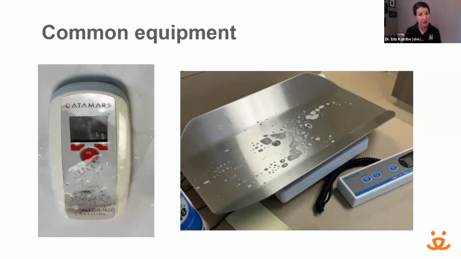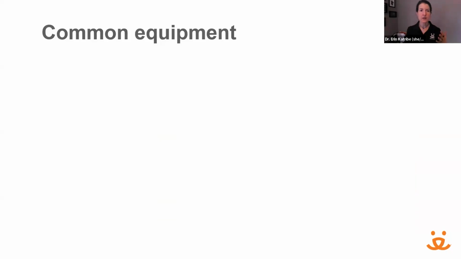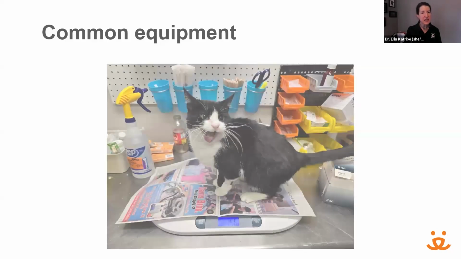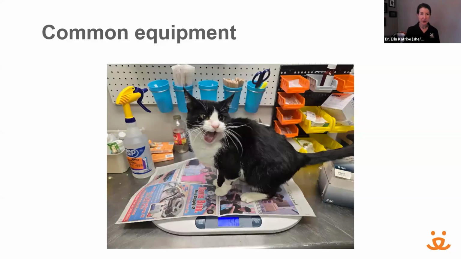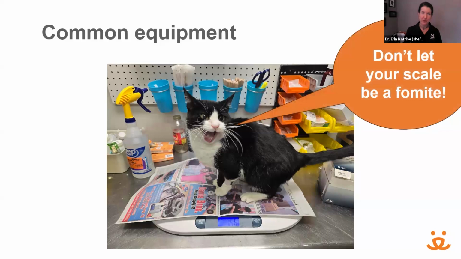Similarly, in the picture with the scale, right? Again, it's been spritzed off with Rescue, but that Rescue is not actually making contact with that whole surface. What if we have these situations, but oh my gosh, we don't have the time to sit and wait around for that Rescue to make contact for 5 or 10 minutes? It's thinking about what are opportunities for physical barriers. And so in this example, you can see it's just putting a piece of newspaper or a towel over that surface or whatever it is that we're doing, that table, that scale, right? So that you don't let your scale be a fomite.